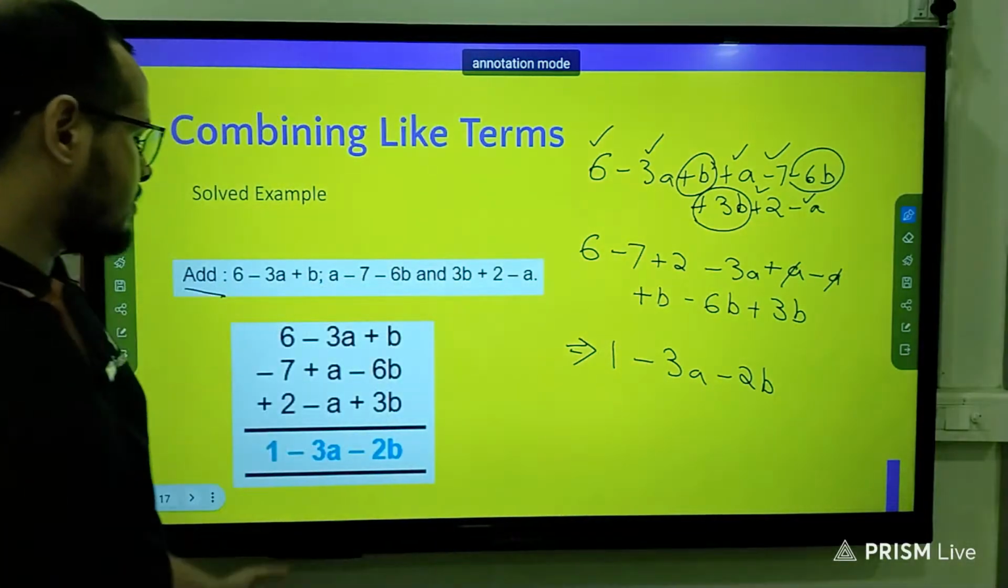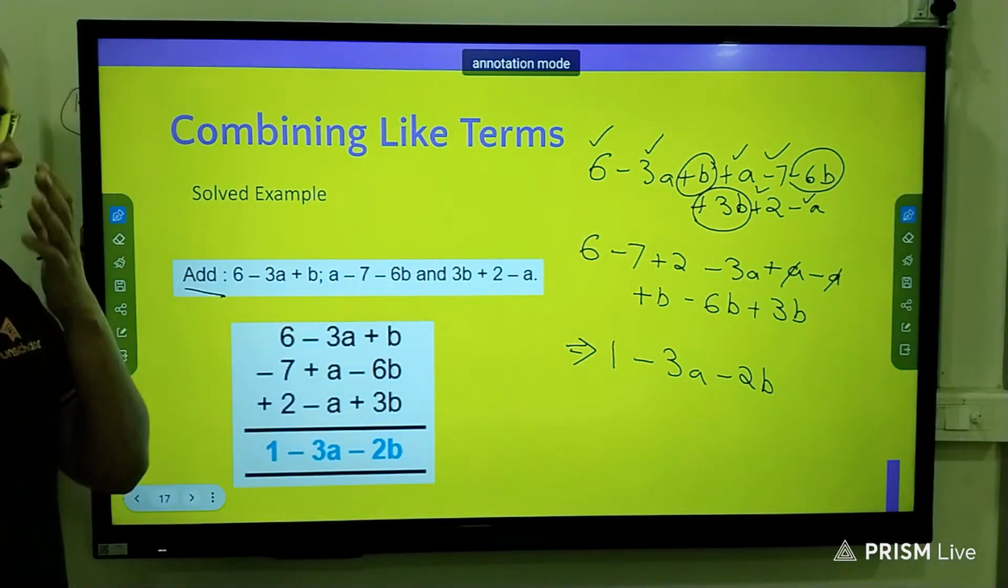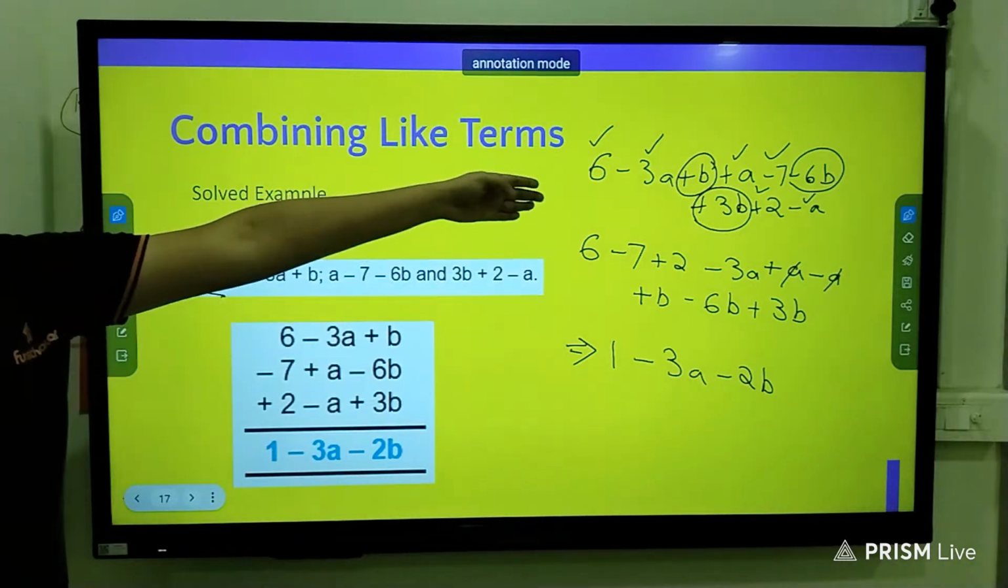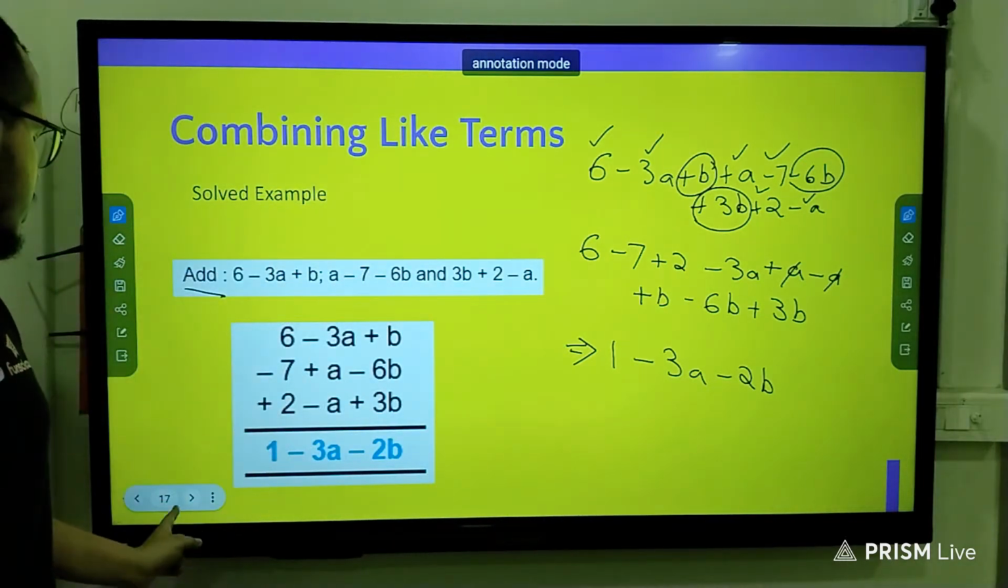That is exactly the same as what we got using the tabular method. So you can use anything. You can use the horizontal method to calculate, or you can use the tabular method to calculate.